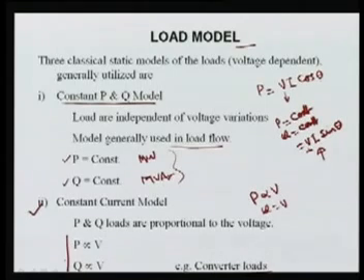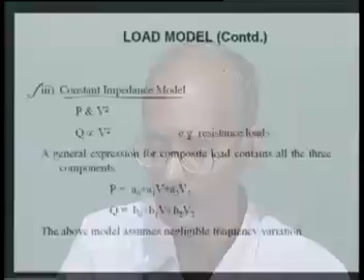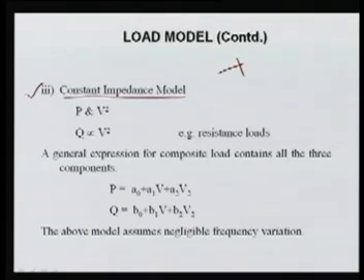P is your real power, Q is reactive power, that will be proportional to the voltages here, this equation as well as this equation. Third type of load model is called the constant impedance model, and in this the impedance of the load is constant. Means for example, let's suppose you have a bus and there you have a resistance, and this is your impedance. This is your Z and Z is constant.